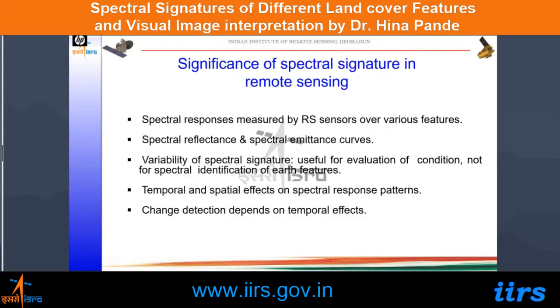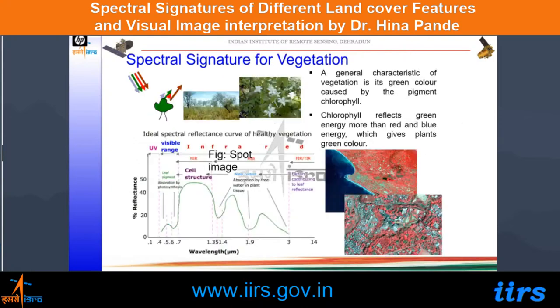Now, we will quickly go through the spectral signatures for different land cover features, beginning with vegetation. We just saw the vegetation curve. Now, the general characteristic of vegetation is its green color caused by the chlorophyll pigment in the plant cell. If the presence of chlorophyll is somehow affected, it could be due to disease, or due to less water, or the plant could be naturally not green. Some plants don't have green leaves. So this characteristic curve is then going to change.